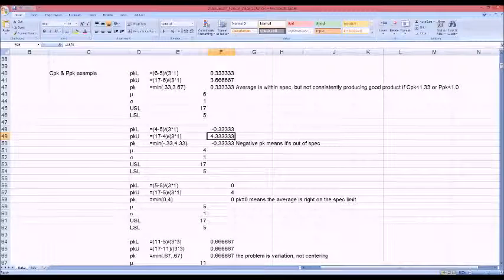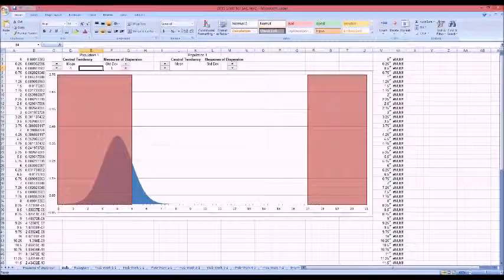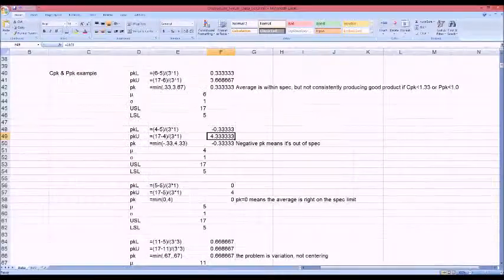Now, that 4.33 is a good number. Why is it so high? Well, what it's saying is your average compared to your upper spec limit, which is all the way across, your probability of producing bad products is not that good. In other words, it's not going out of the upper spec limit. It's not probable. That's why the number's so high. That's a good PPU.